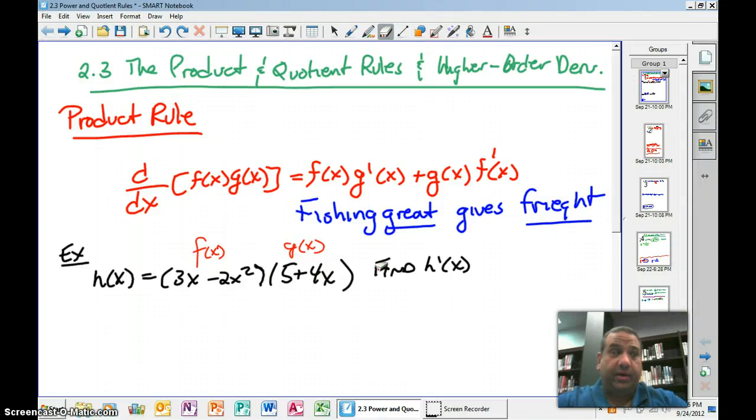Alright, today we're going to talk about the product and the quotient rules and higher order derivatives.